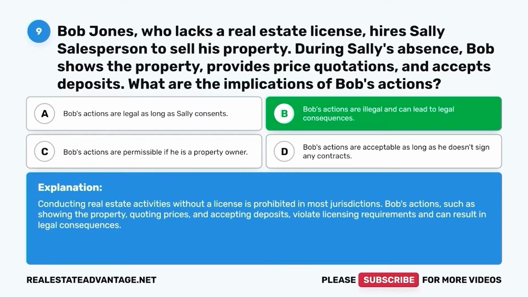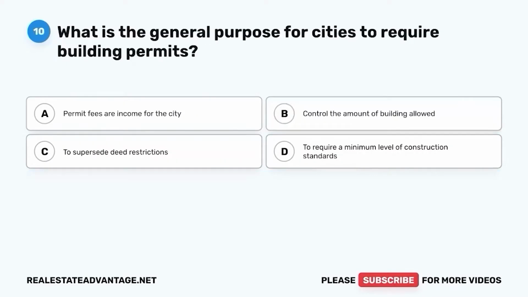Bob's actions, such as showing the property, quoting prices, and accepting deposits, violate licensing requirements and can result in legal consequences. Question 10. What is the general purpose for cities to require building permits? A. Permit fees are income for the city. B. Control the amount of building allowed. C. To supersede deed restrictions. D. To require a minimum level of construction standards.